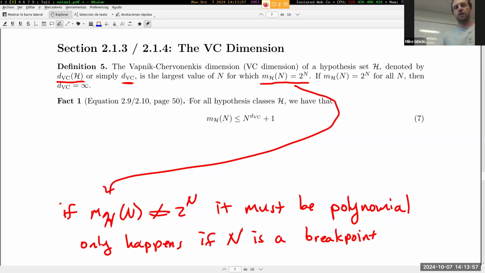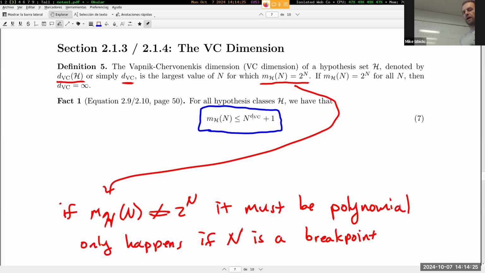This fact right here is, yeah, for all hypothesis classes H, we have that the growth function is upper bounded by this term right here, by this polynomial value. And this is something I'm not going to prove in class, but it's an important fact. The textbook proves that, but we'll just state that as an important fact right here.